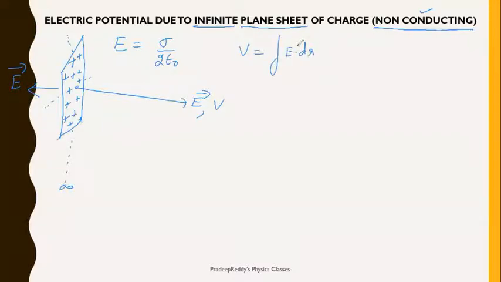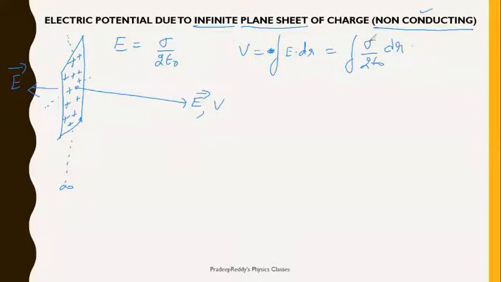Now E and dr, if both are in the same direction, then in such cases you will not get a negative sign over here, and even if the charge is negative, then you will get negative over here. So in most of the cases by default many textbooks take a negative sign over here, V is equal to minus integral E dot dr. I am not taking that negative over here. Then this gives you simply integral of sigma by 2 epsilon naught into dr.